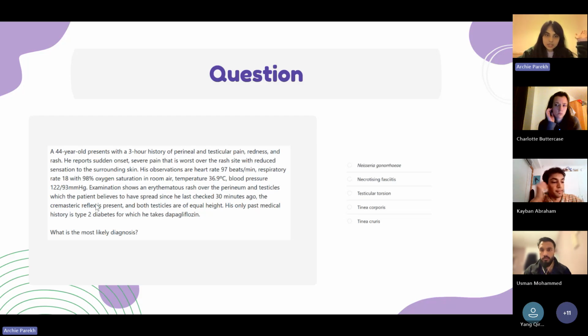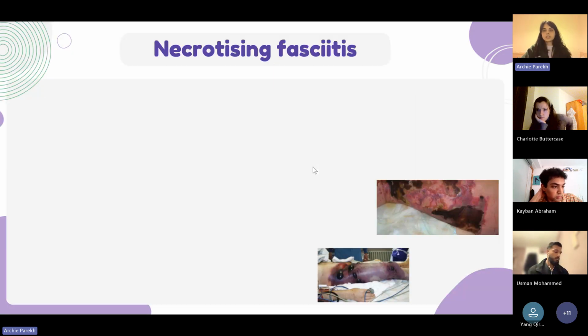Cremasteric reflex is present. Both the testes are fine, equal height. And he has a past medical history of type 2 diabetes, for which he takes an SGLT2 inhibitor. What do you guys think is going on here? Yeah, Fournier's gangrene, perfect, which is a type of necrotizing fasciitis.